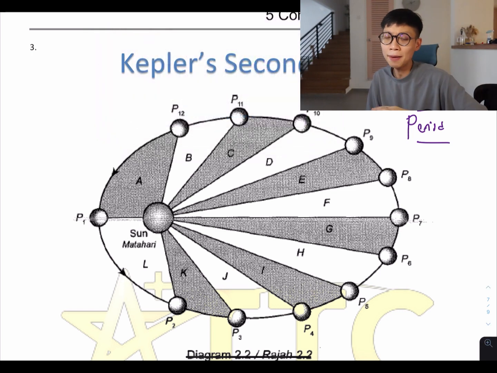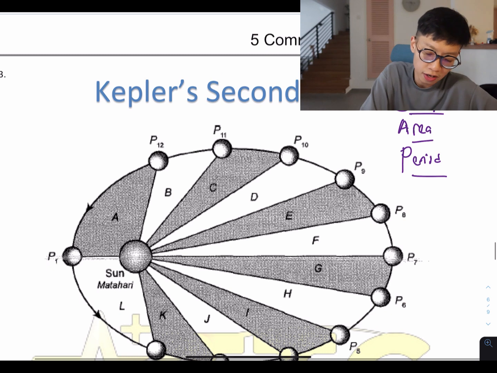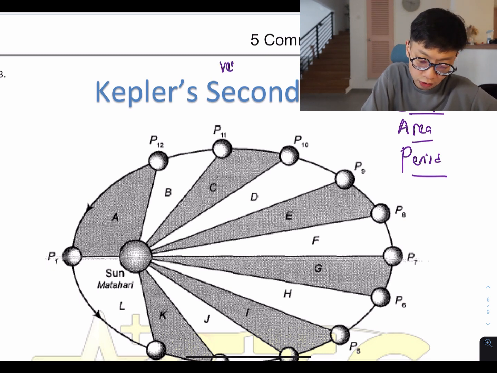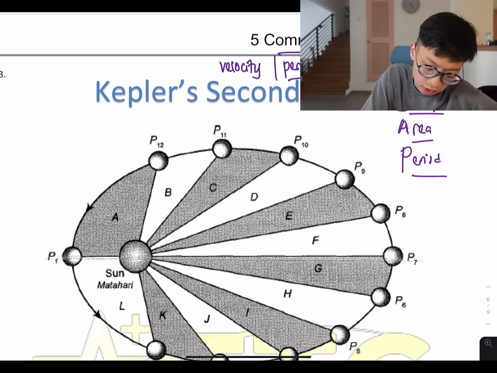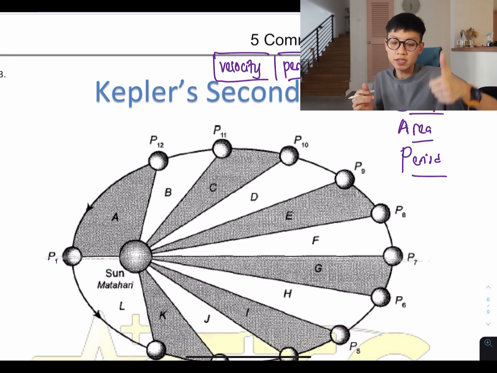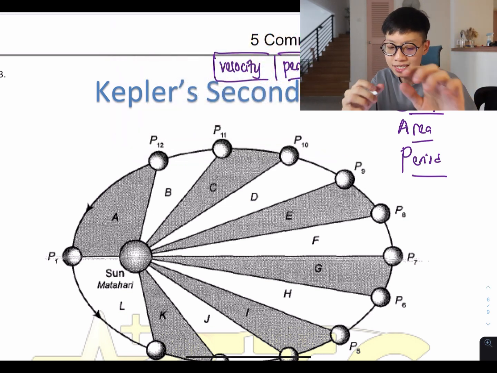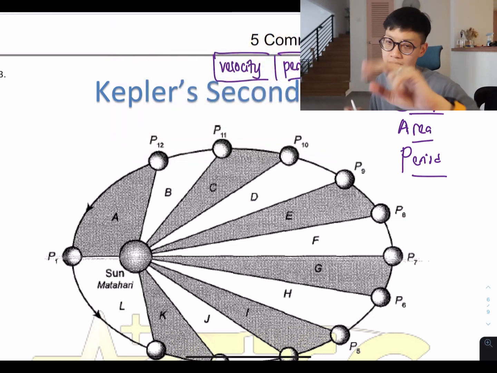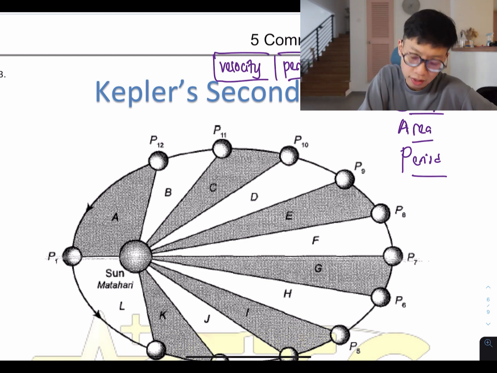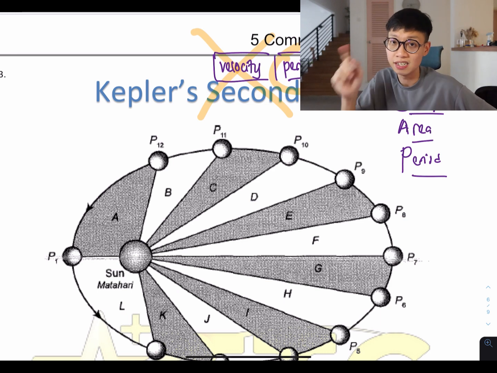Now, in Kepler's second law, there are three things that are very commonly confused. Number one is the orbital velocity. Number two is the orbital period. And the orbital area. So in velocity, period, and area, there are three things here. Which two are the same? Only two are the same. Which one and which one? So the answer is period and area are the same, velocity is different.